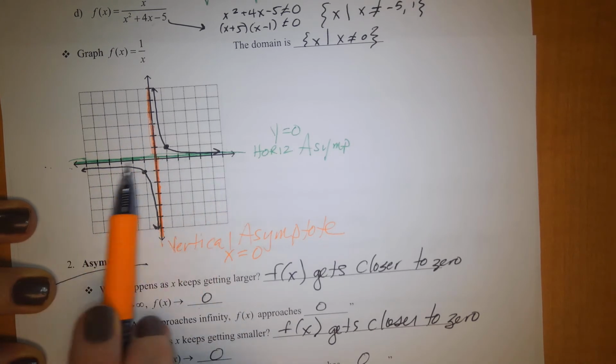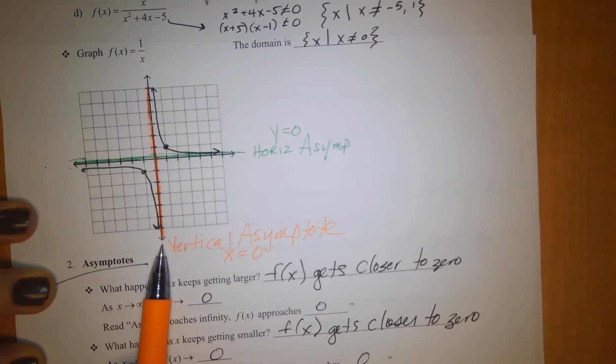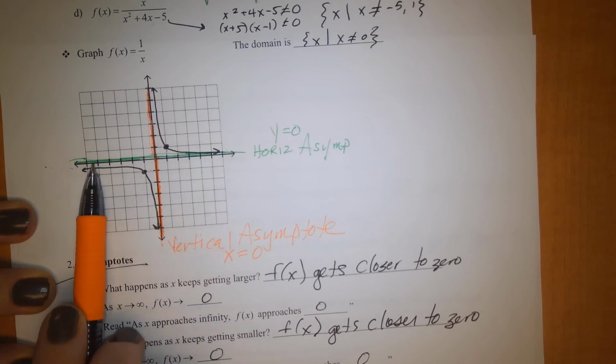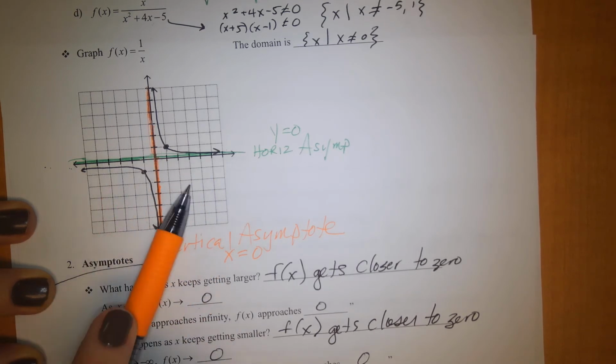So not only do I have a horizontal asymptote, I also have a vertical asymptote. Some graphs can have one and not the other. Some graphs can have multiple of one, multiple of the other, and some graphs can have none.